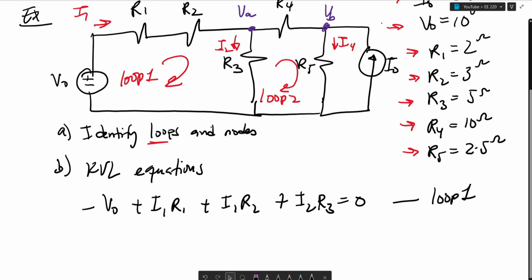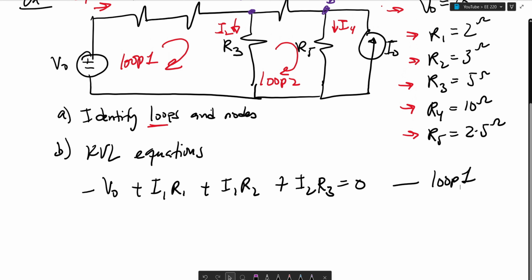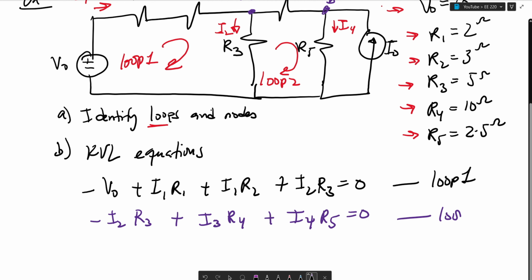And then let me change colors here. For loop 2, we could say minus I2 R3 plus I3 R4 plus I4 R5 is equal to 0, and this is loop 2.